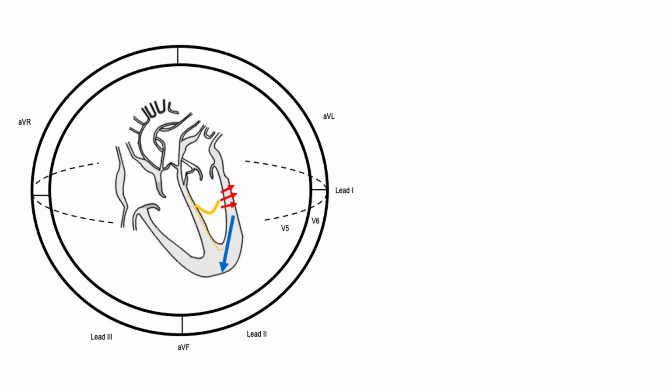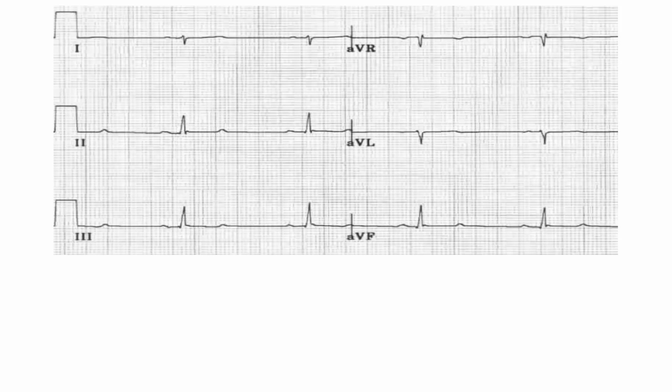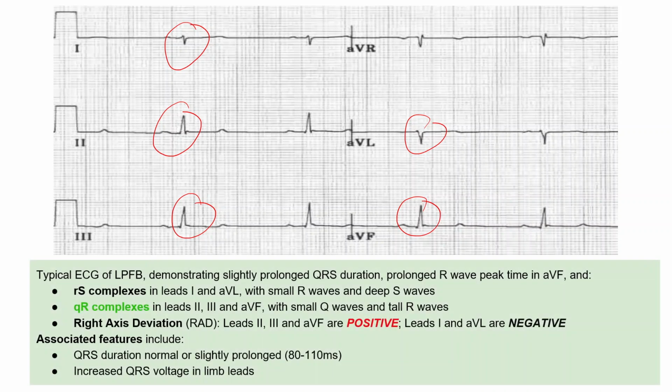Exactly the opposite will happen in the case of left posterior fascicular block. Here the lateral depolarization is happening first, followed by the inferior depolarization. So exactly the opposite pattern will happen in the leads. The inferior leads, 2, 3 and aVF, will show the QR pattern, and 1 and aVL will show the RS pattern. I'm not going into details again.